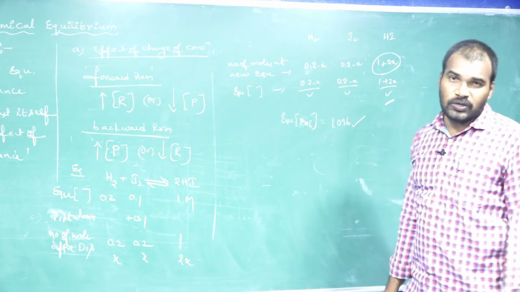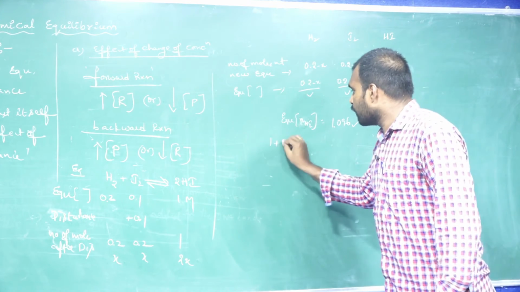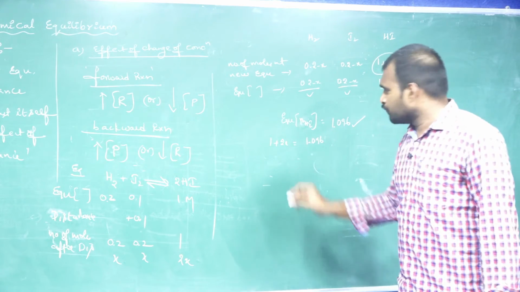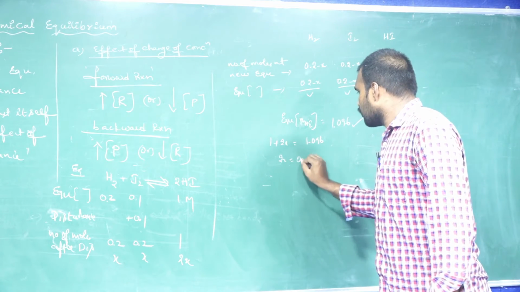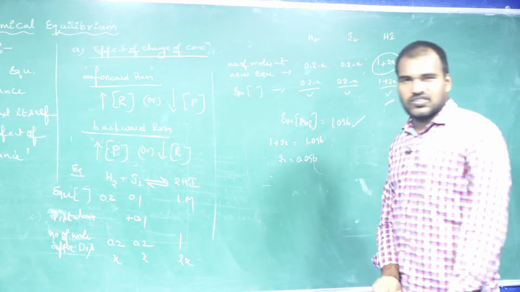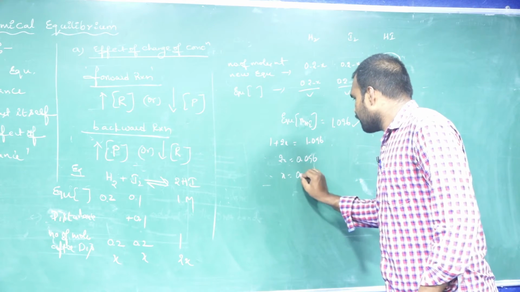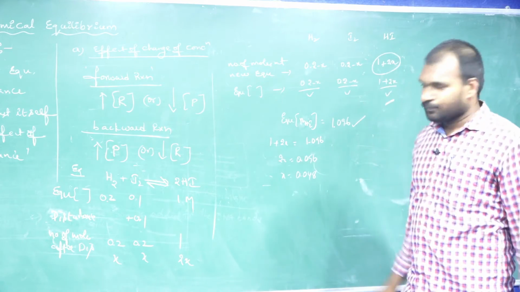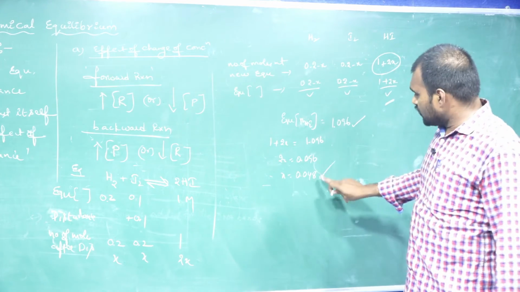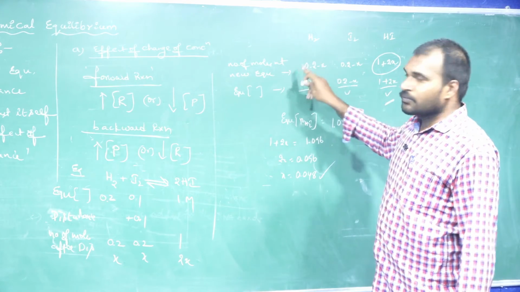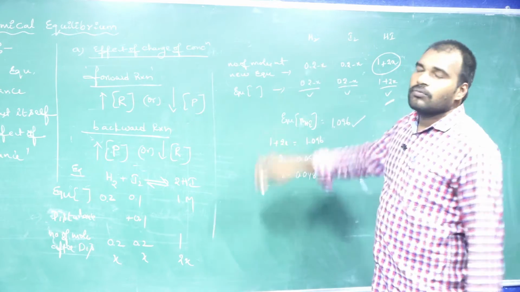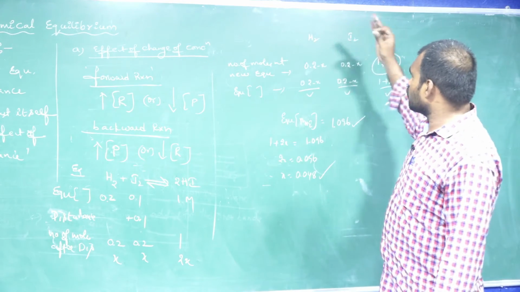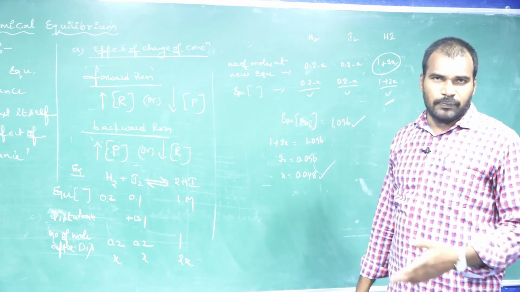So, what is this 1 plus 2x value they given? So, 1 plus 2x is equal to 1.096. Then 2x is equal to 0.096. Then x value will be 0.048. So this is the x value. You subtract this x value from this, then we will get the equilibrium moles at a new equilibrium. Number of moles of H2, I2 and HI at a new equilibrium.